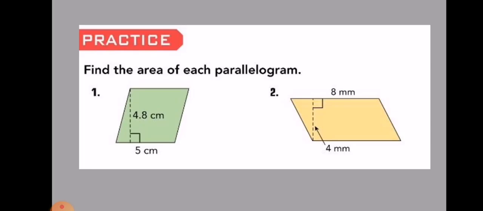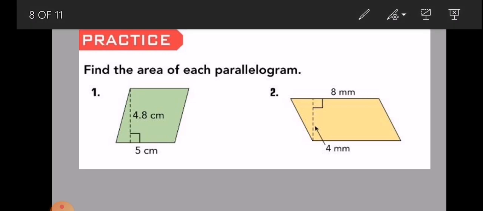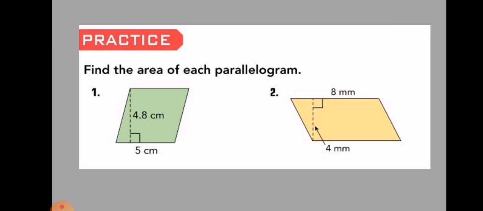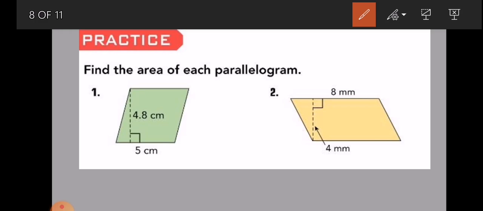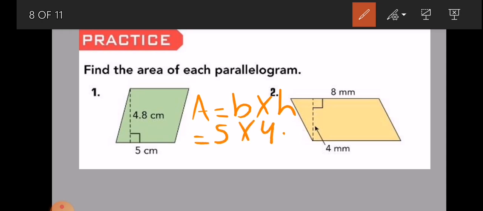Let's see from your book, the practice part. Find the area of each parallelogram. Question number 1. On question number 1, they already gave you the base and the height, so it's ready for you, easy for you. They gave you just the two dimensions that you will use. Here is the base, which is 5, and the height 4.8. You will write your formula. Base multiplied by height. The base is 5, the height is 4.8. Then you will do the multiplication.